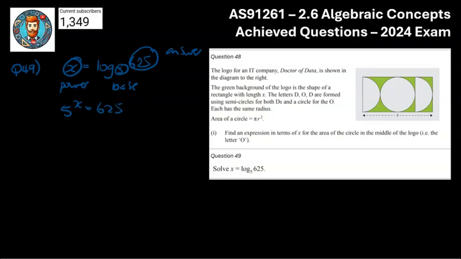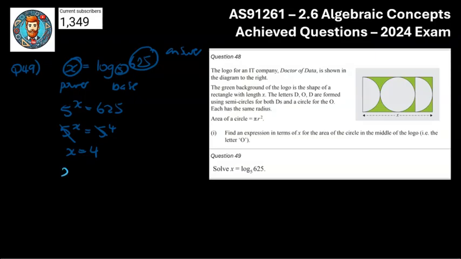And luckily I know my power rules quite well. 625 is 5 to the power of 4. So what I'm going to do is use my year 11 algebra here. So 5 to the power of x is equal to 5 to the power of 4. And then here the 5's cancel each other out. x is equal to 4. So that's option number 1 to solve this question.